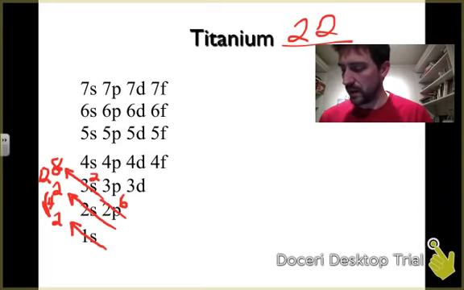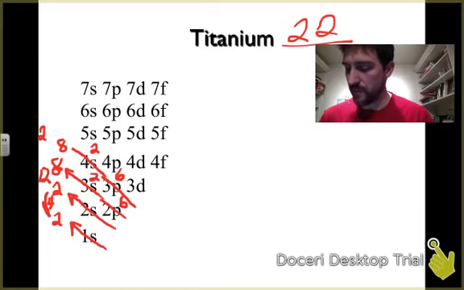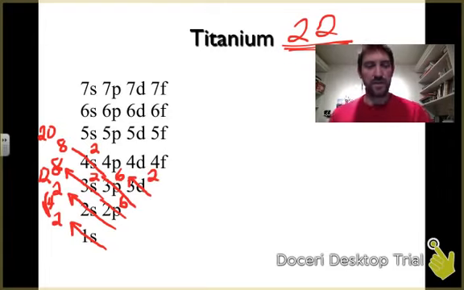So next I move down here to the 3p. I know that the 3p can hold 6, and the s can hold 2. So I've just added another 8 to this. I was at 12. I add 8 to that. Now I'm at 20. I need to get to 22, so I need to account for 2 more. Those next 2 are going to go right here in the 3d, but I'm only going to have 2 of them in there. Now here's how I write this out.